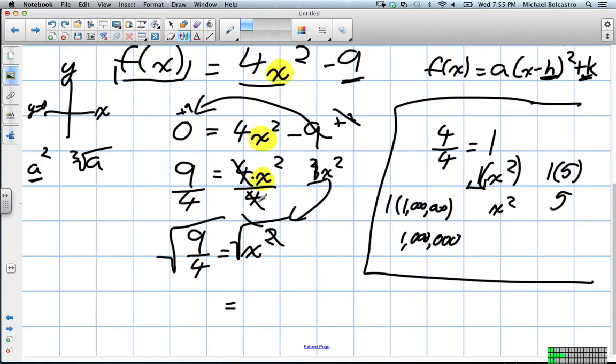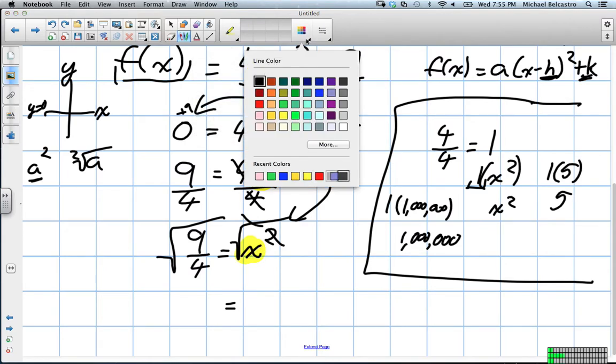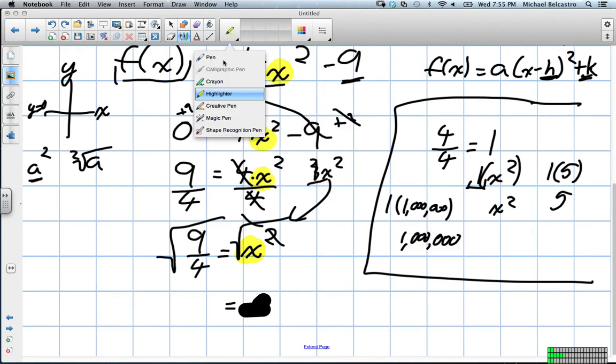Then we canceled out our 4s, and then we canceled out our square. That's the process of balancing an equation or isolating a variable. We're always just trying to get rid of everything else. So we're now left with x by itself, okay? Because we canceled it out.